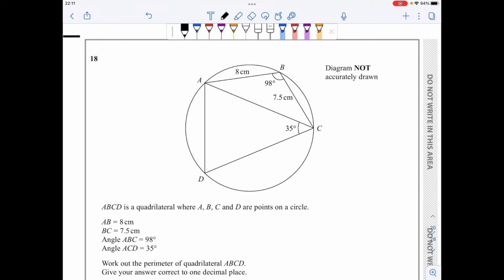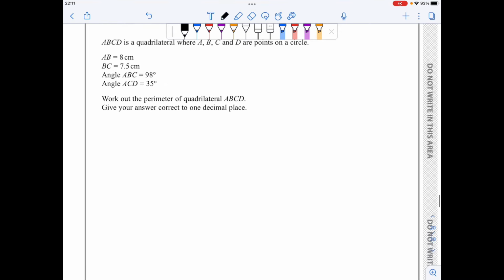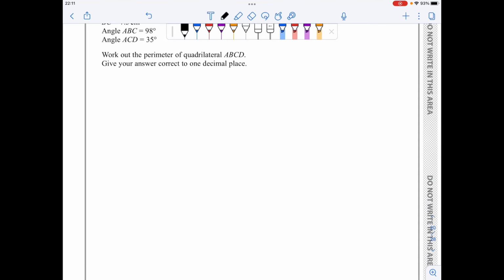In question 18, I'll need to find the perimeter. To do so, I'll first need to find these two sides. To find these sides, I'll need to find this side. So I'll make use of the cosine rule and the sine rule, which are the following. So let's begin by trying to find side AC, which is this one. So I'm going to use the cosine rule now.